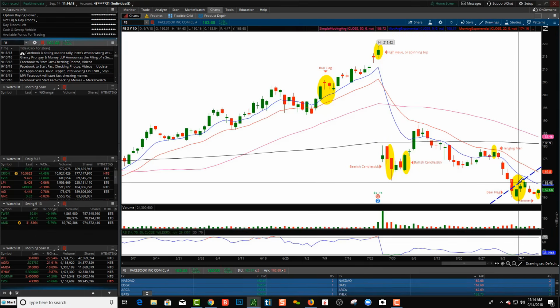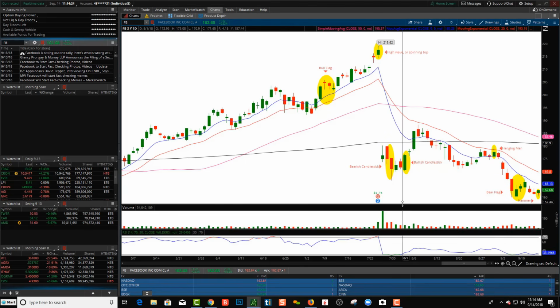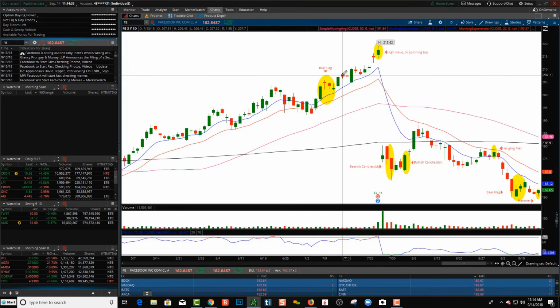So bull flags and bear flags come in so many different shapes and forms. They're not always going to be perfect. Sometimes you'll have to ad lib, and some of them will be kind of messier. Sometimes they'll go up and they'll go diagonally. You'll see here's another kind of bull flag here. Stock goes up, pulls back over in here.